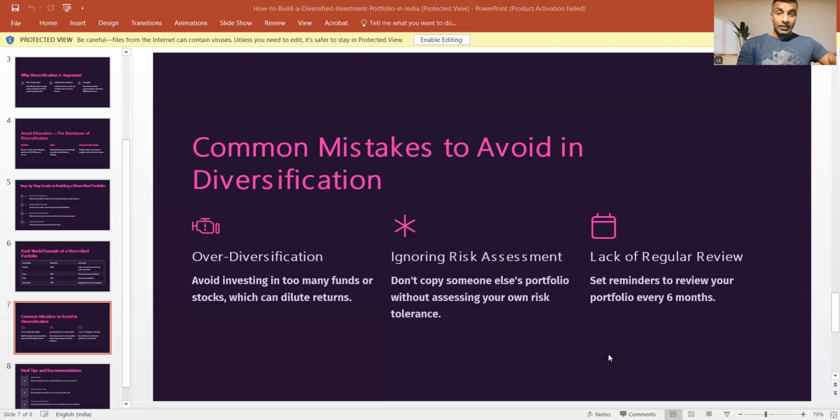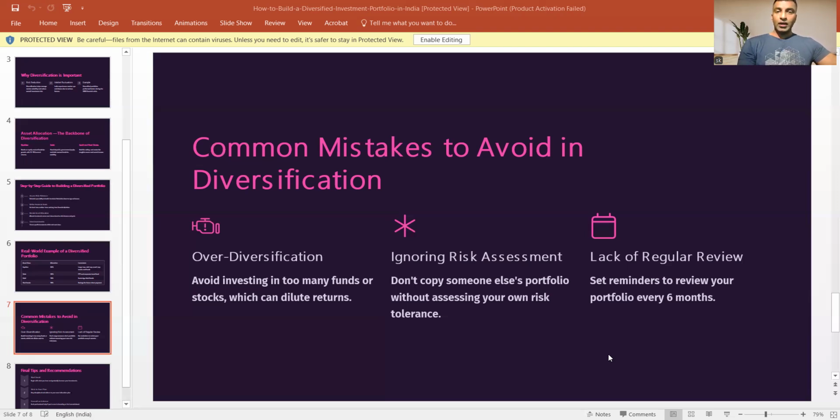Second is ignoring risk assessment. Don't blindly copy someone else's portfolio. What worked for your friend or some other person may not work for you in the same way, because your risk appetite will be different. Your financial goal will be different. Okay, so assess your own risk tolerance before allocating your investments.